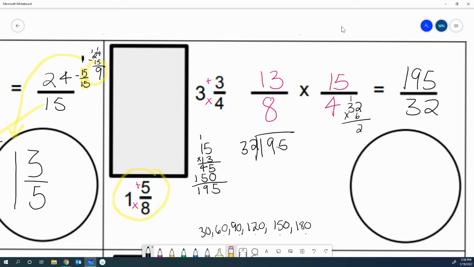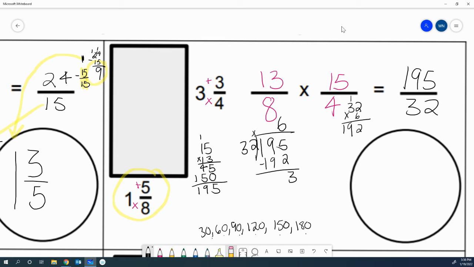2 times 6 is 12. 3 times 6 is 18 plus 1 is 19. There we go. 32 can go into 195 6 times. Make sure you put that 6 over the 5 because 32 can't go into 19. We know that 6 times 32 is 192. Let's subtract. We've got 3 left over.